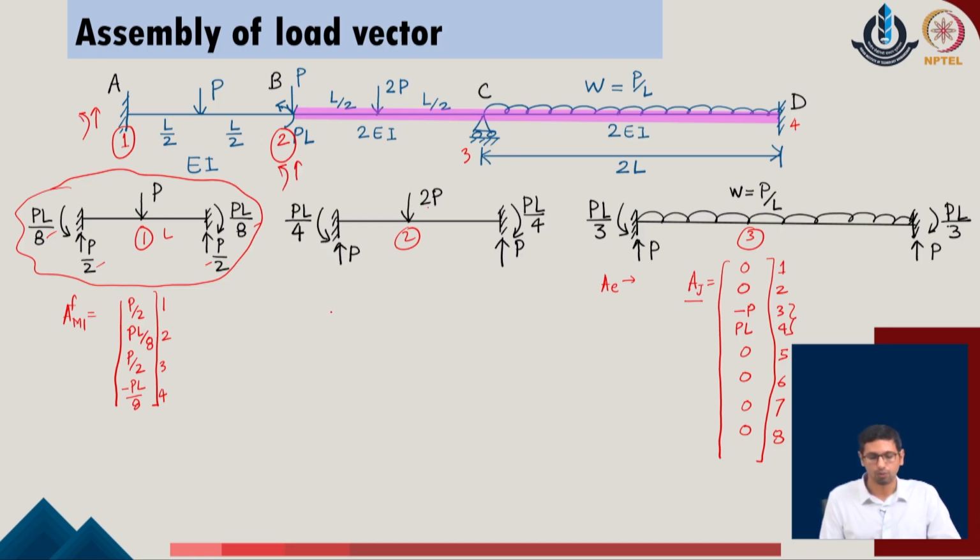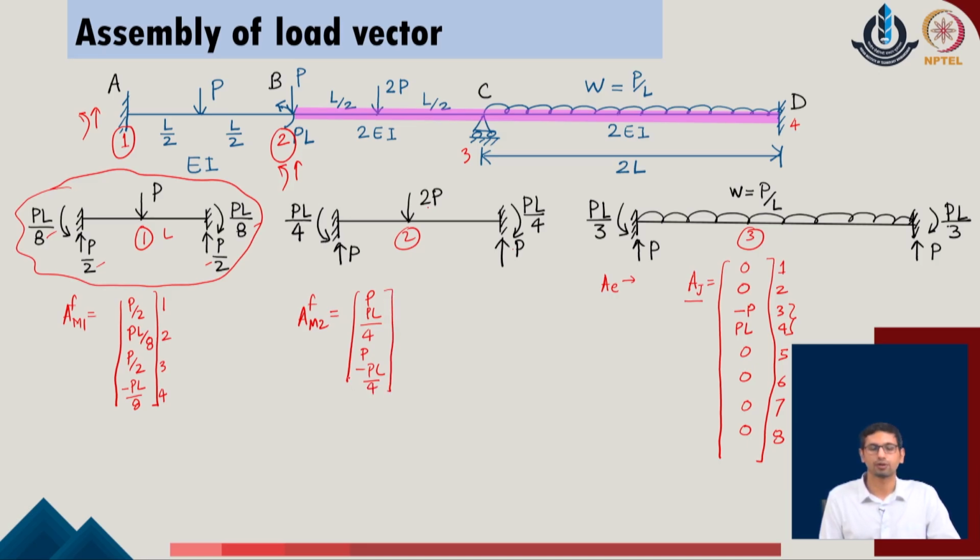Similarly, I go to member 2. I define that corresponding to member 2, the fixed ended forces can be described. This is again P, the second one which is PL upon 4, third one which is P, and the fourth one which is minus of PL upon 4 in the given system.